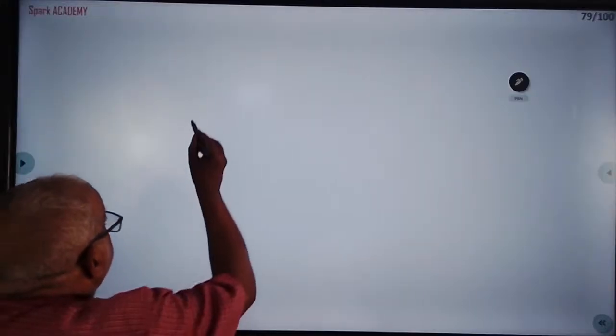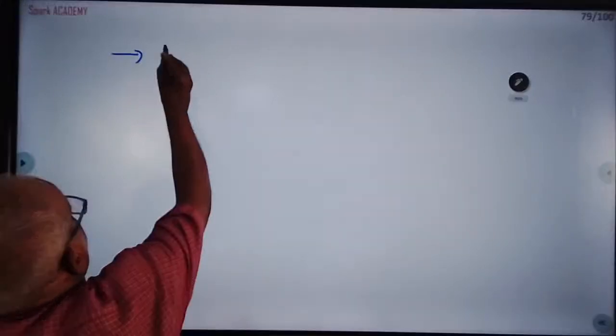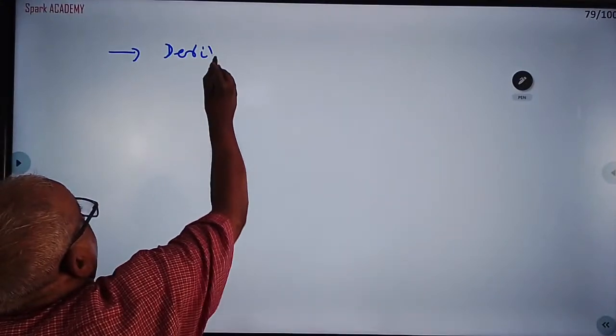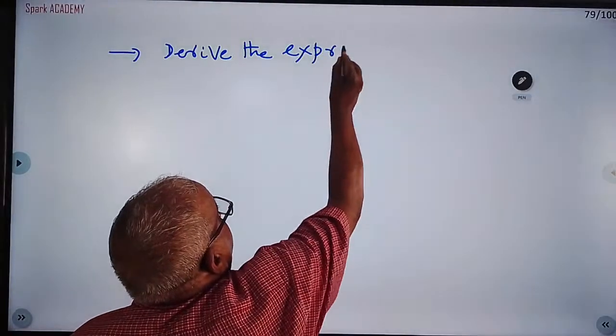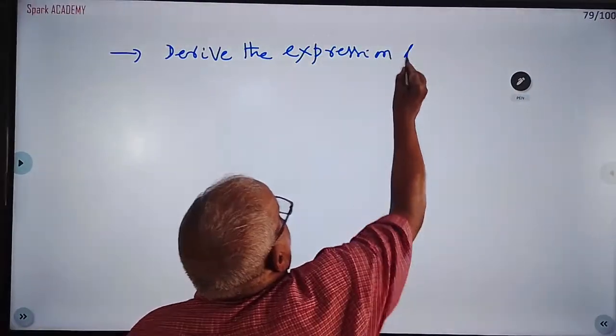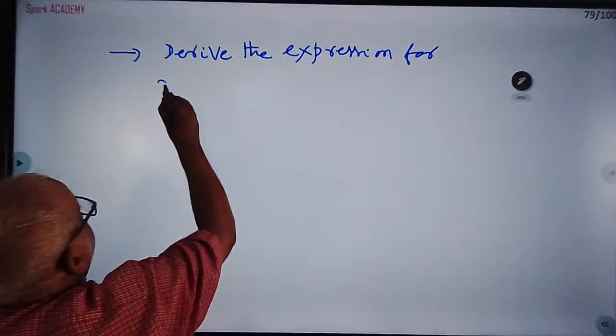Now the next question: derive the expression for the magnetic dipole moment of a revolving electron. This is often asked.